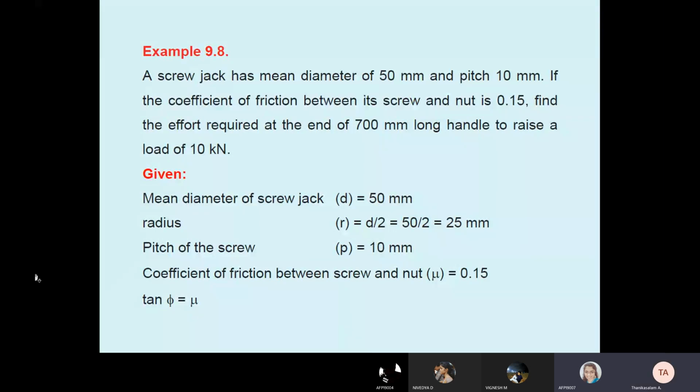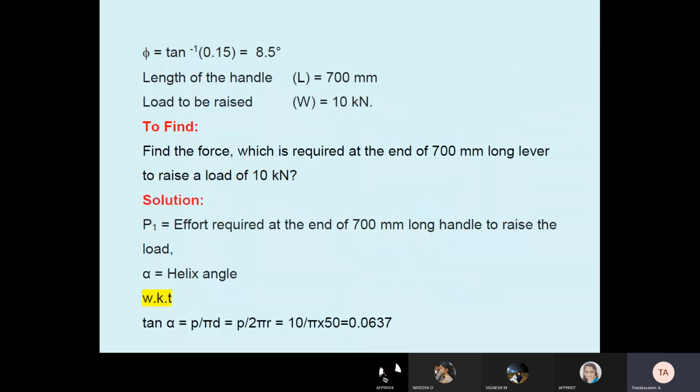So the first given data: mean diameter of the screw jack, small d equals 50 mm. Then pitch 10 mm, therefore small p equals 10 mm. Then the coefficient of friction between screw and nut, that is mu equals 0.15. But we already know mu equals tan phi. Therefore phi equals tan inverse of mu. The mu value given is 0.15, therefore the angle is 8.5 degrees.